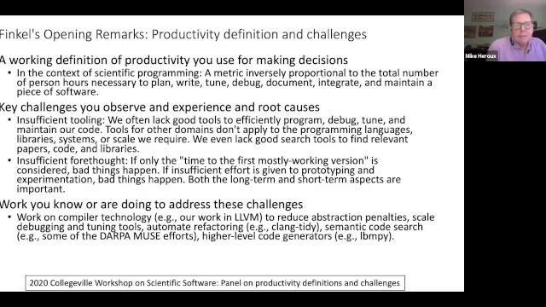Thank you very much, Hal. Nice job. So next we have Todd Gamblin. Todd, take it away.